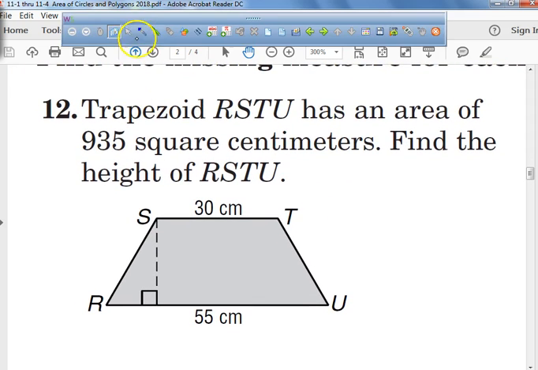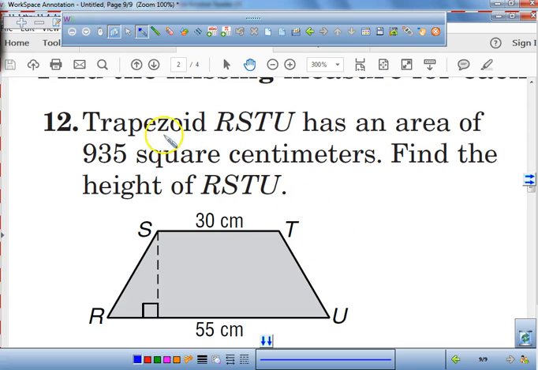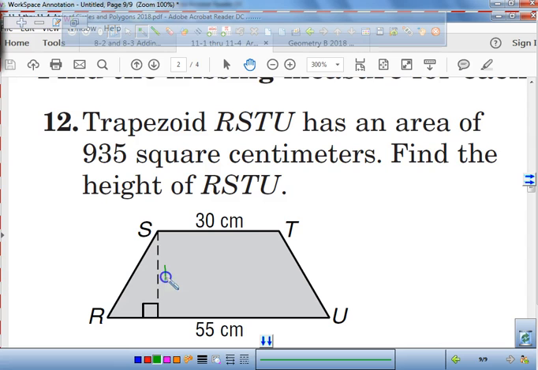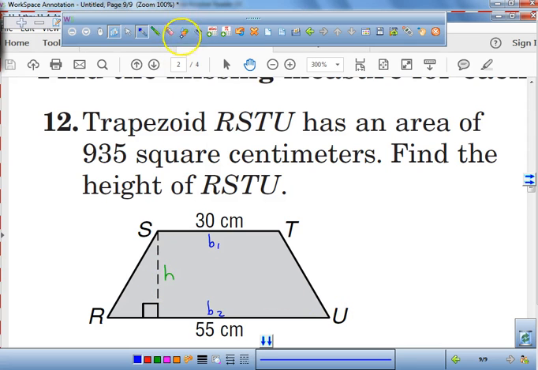Alright, problem number 12. It says trapezoid RSTU has an area of 935 square centimeters. Find the height of RSTU. Well, the height is going to be this portion right in there. This one would be call it base 1. Call this base 2. These are interchangeable. It doesn't matter which one you call base 1, base 2. These have two bases. One of the bases always have to be parallel to each other. That's how you know it's a base. The height has to be the distance that is perpendicular to the bases.